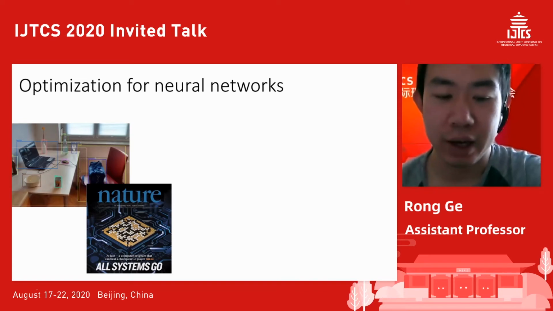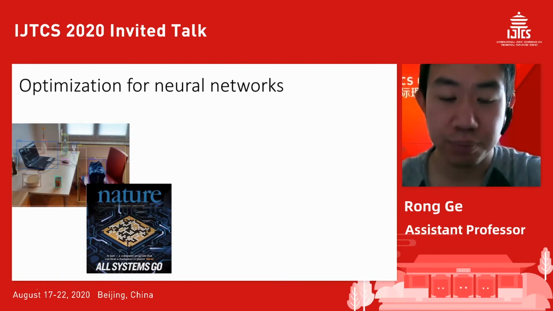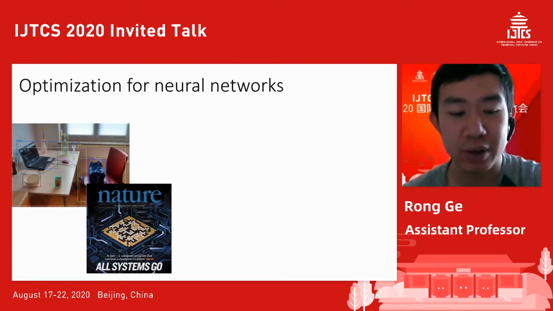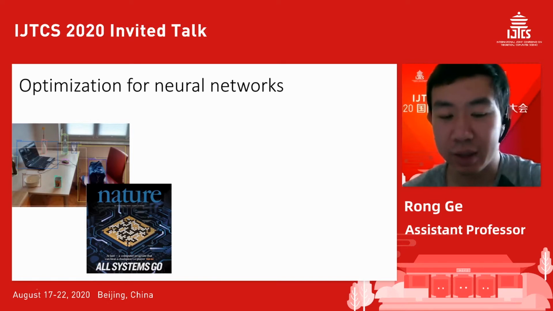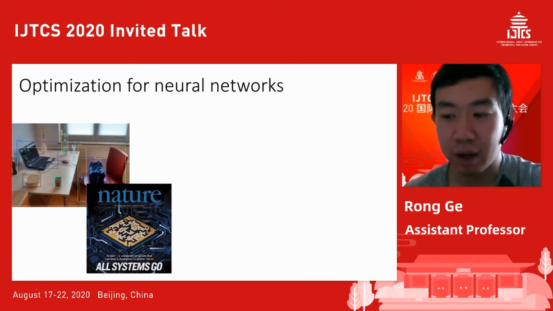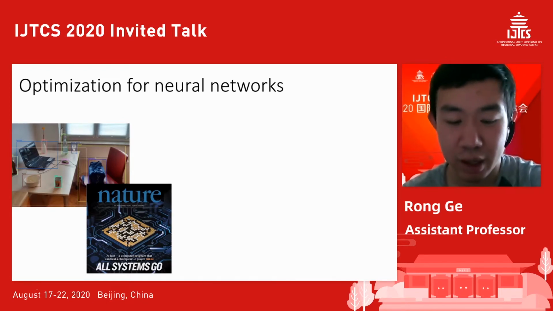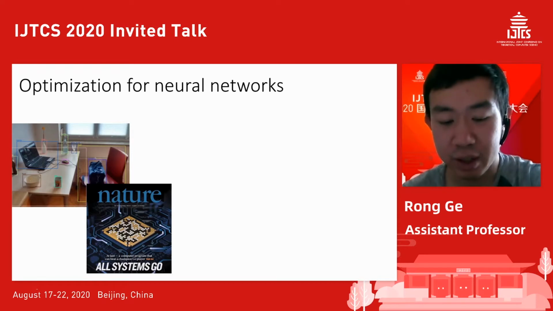What do I mean by a learn-to-learn approach? Let's first think about optimization for neural networks. Of course, we all know that neural networks recently have achieved a lot of success in learning all kinds of machine learning problems. You can do image classification, image segmentation, or you can also do reinforcement learning, apply it to games like Go.